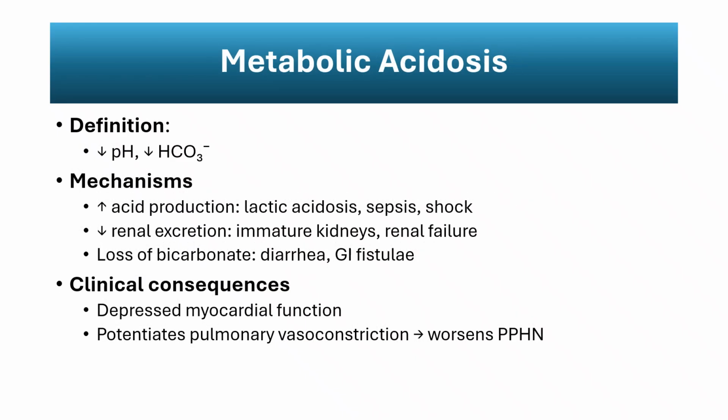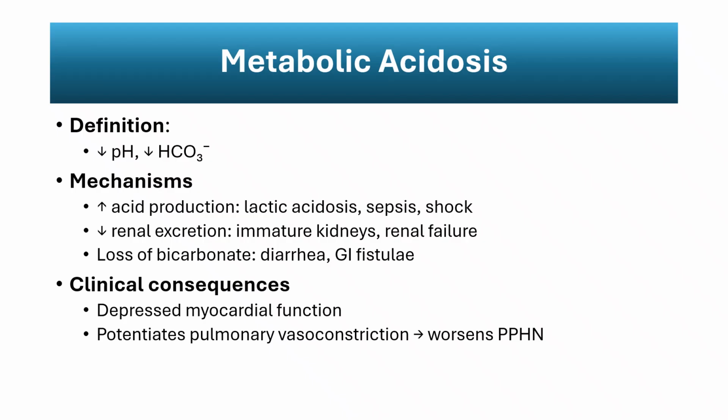Metabolic acidosis occurs when acid production exceeds buffering capacity or when bicarbonate is lost faster than it can be replaced. The blood gas pattern shows decreased pH and decreased bicarbonate, with a compensatory fall in carbon dioxide content as ventilation increases. In neonates, the most frequent causes involve impaired perfusion and tissue oxygen delivery. Hypoxia, shock, and sepsis lead to anaerobic metabolism and lactic acid accumulation.